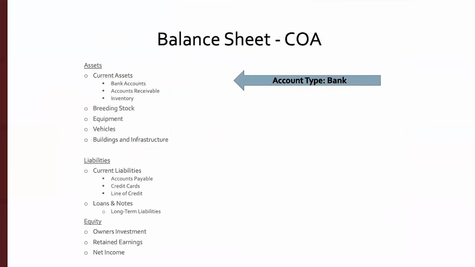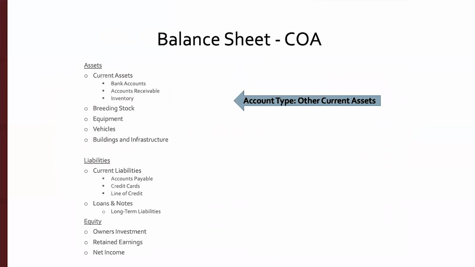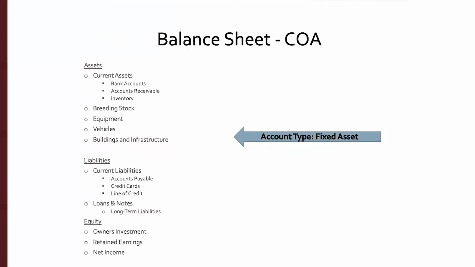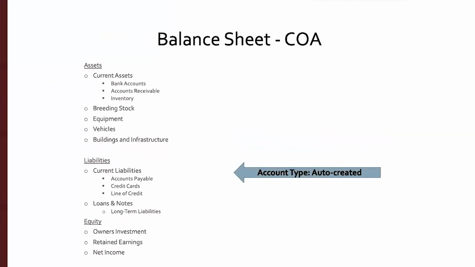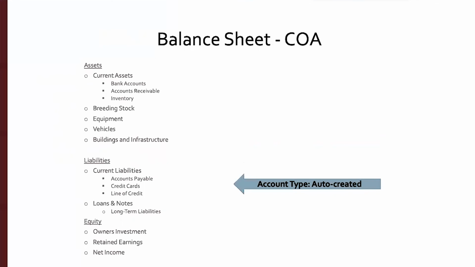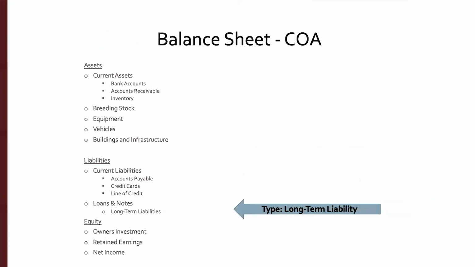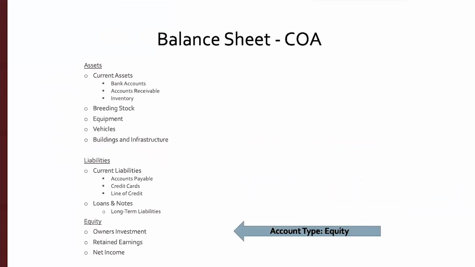The balance sheet also goes by the same structure in the sense that the account type determines where things will show up. So an account type of a bank is going to show up at the top section of the assets. Then you're going to have other current assets, other assets, and fixed assets. In the liability sections, you'll have the accounts payable and credit cards, which are both auto-created. If you have them, QuickBooks will manage those for you. You may also have a line of credit, which would be an other current liability or long-term liabilities. And then you have the equity section.